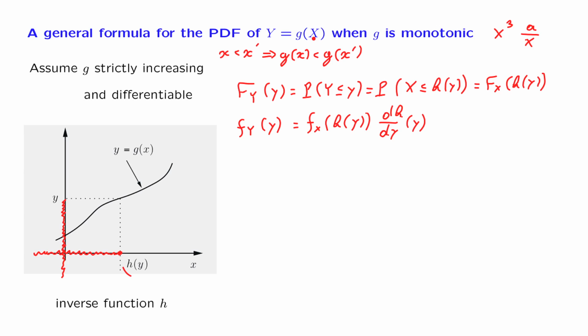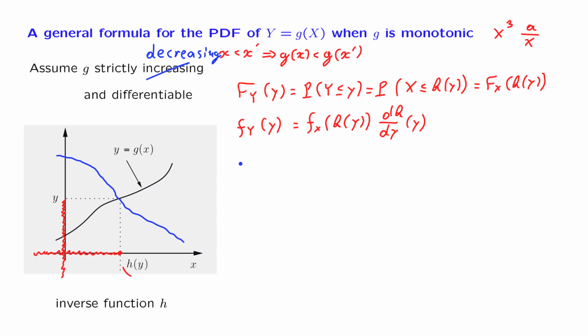How about the case of a decreasing function? So let us assume that g now is a strictly decreasing function of x. So we might have a plot for g that looks something like this.